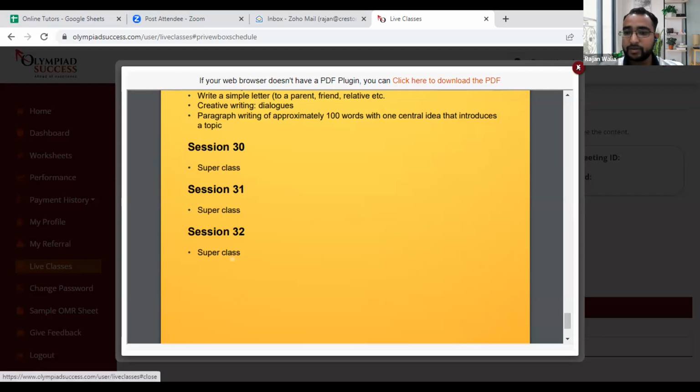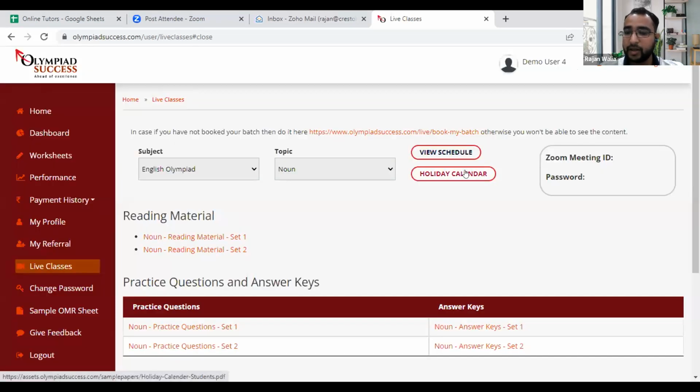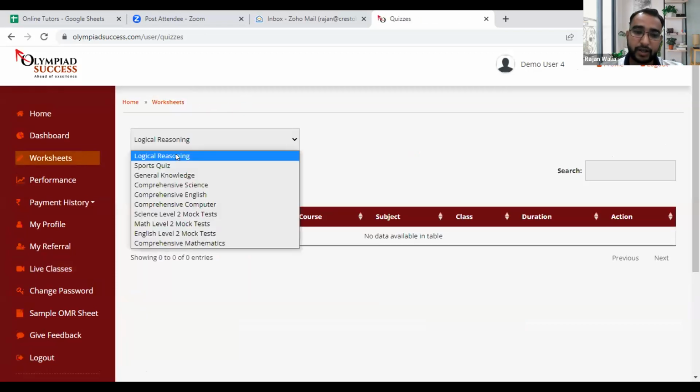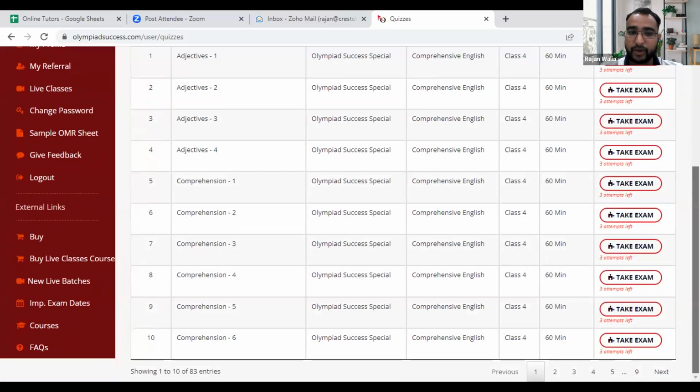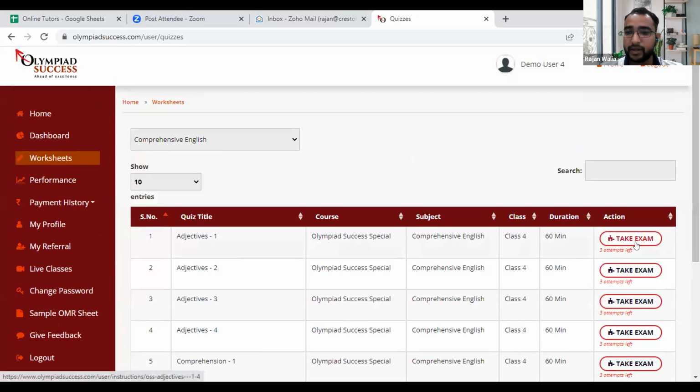Other than that, students, you can also check the holiday calendar here, like on which holidays you don't have classes. And also with this course, you will get free access to the topic wise mock tests for English as well as for logical reasoning. You just need to click on worksheet and here you can access logical reasoning as well as English. So these are the topic wise mock tests for each and every topic. You can just click on take exam to attempt it. Later on, to check your performance, you can check here in the performance tab.